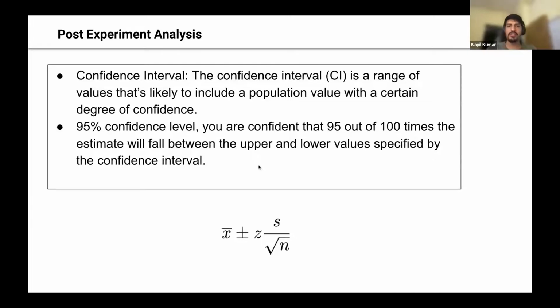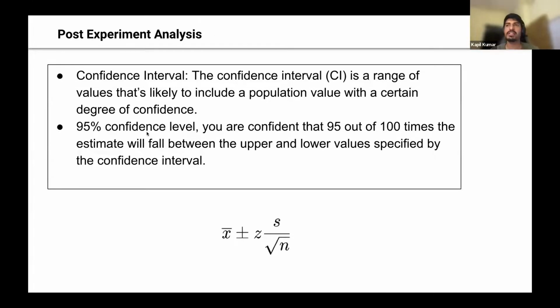A confidence interval is a range of values that is more likely to include your population mean with a certain degree of confidence. So for example, if you are looking for 95% confidence, then that is the range in which your population mean can lie. Remember, the population mean is the mean that you are trying to estimate from these two distributions, and it can lie between those two bounds with a given confidence level.